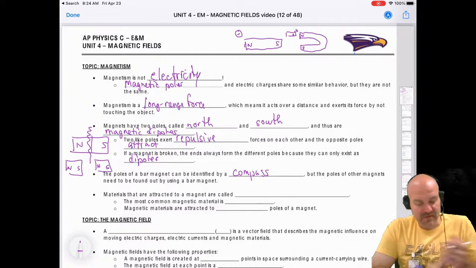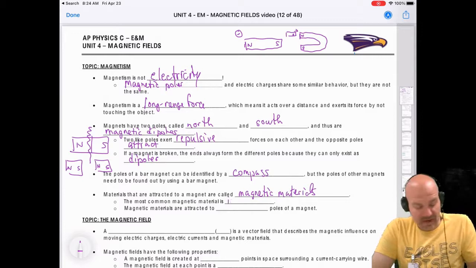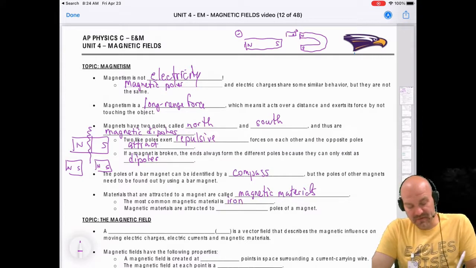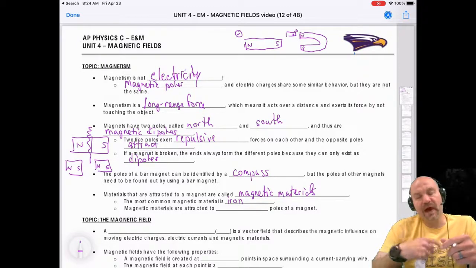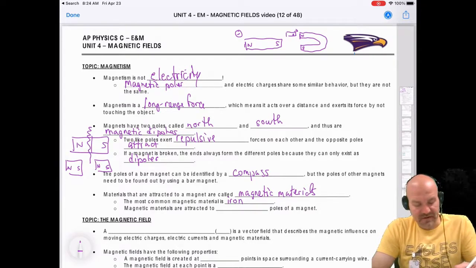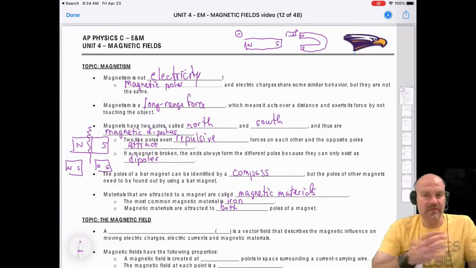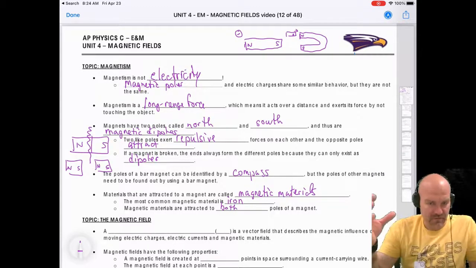Okay, materials that are attracted to magnets are called magnetic materials, right? It's just kind of common sense. In fact, the most common magnetic material is iron. So if you had a nice little magnetic field demonstrator, there's iron filings inside. And so magnetic materials are attracted to both ends of the magnet, right? So there's no distinction between a north and south in the magnetic material. It's just attracted to it all.